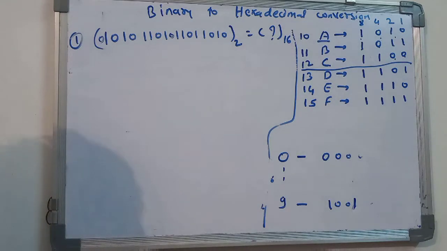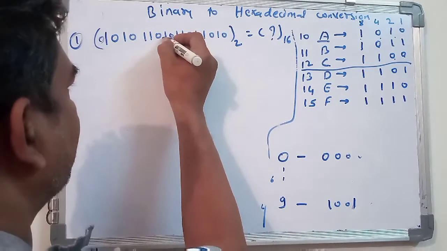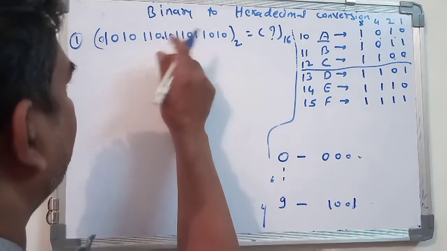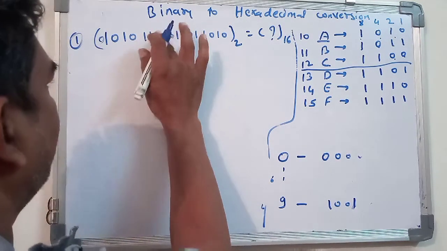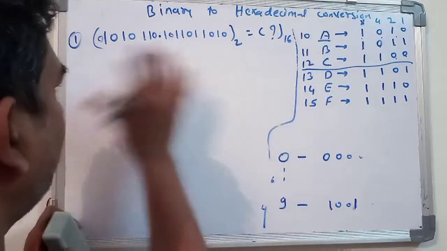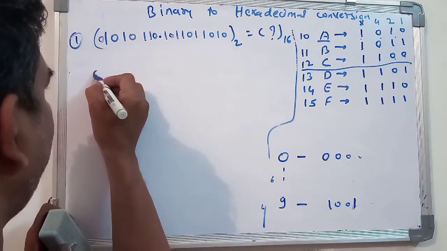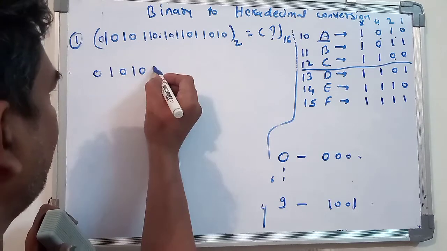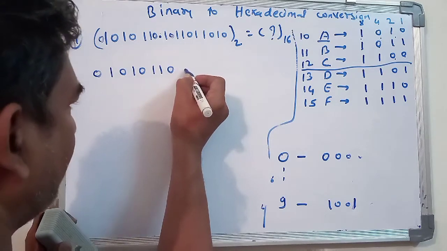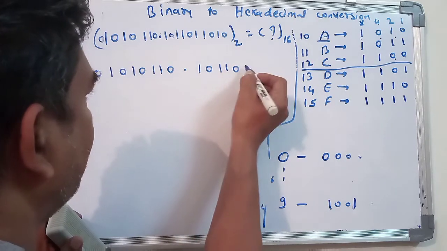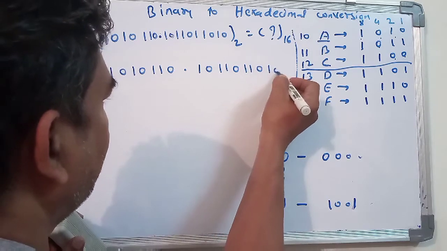Okay, now the next thing, the same binary to hexadecimal conversion. In this binary to hexadecimal conversion, suppose here there is a point. Okay, suppose here there is a point, then what you have to do, I will write down the point like this, it is a point. Now you have to write down the specified number: 0 1 0 1 0 1 1 0 dot 1 0 1 1 0 1 1 0 1 0.